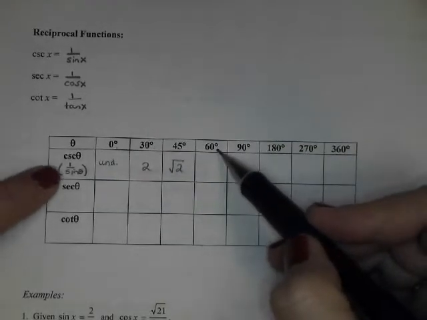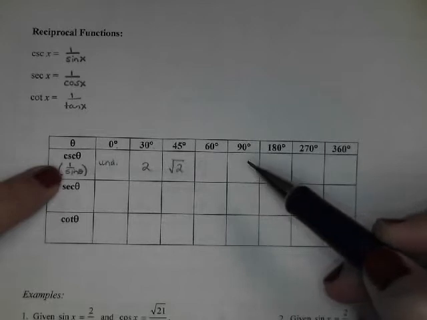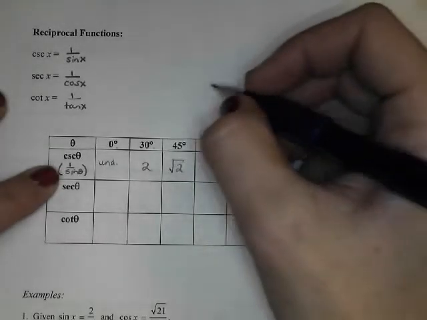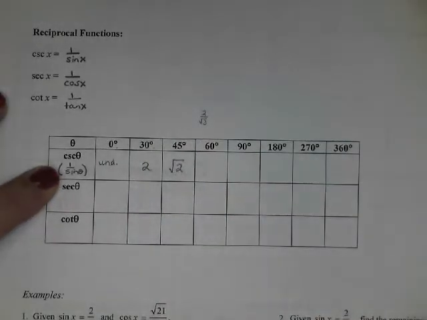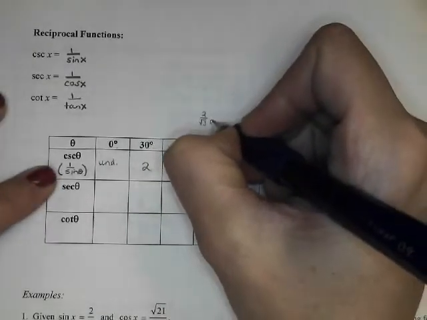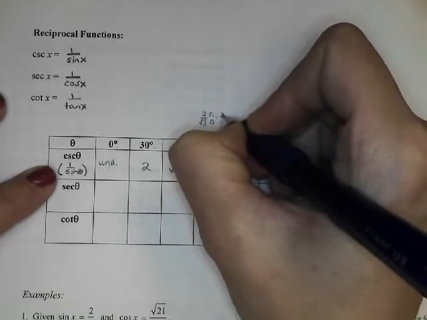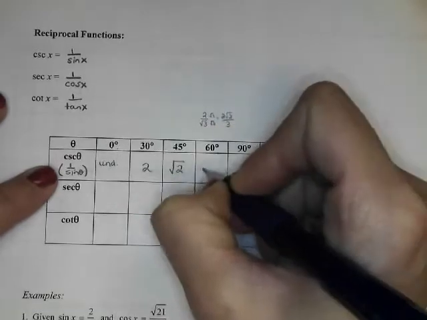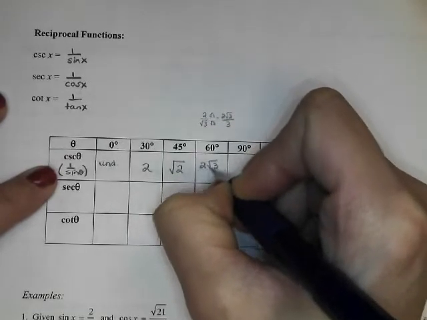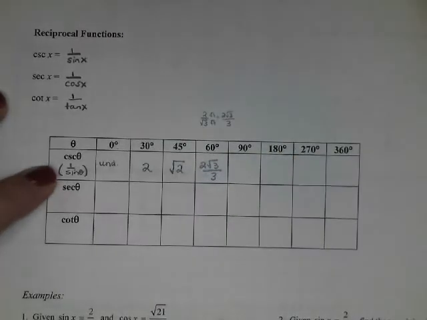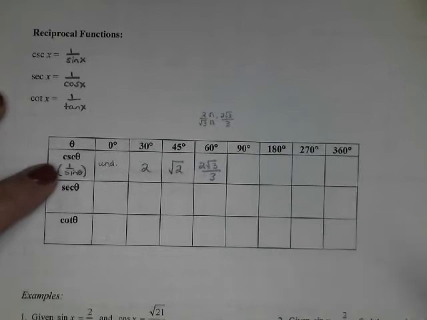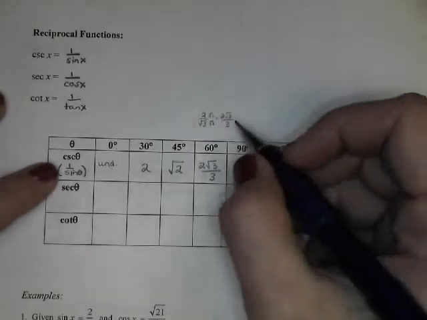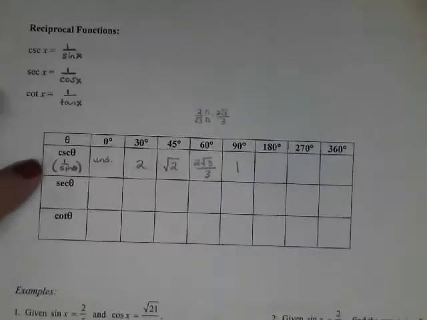For the cosecant of 60, I know the sine of 60 is root 3 over 2, so that would be 2 over root 3. That needs to be rationalized, so multiply by root 3 over root 3, and I get 2 root 3 over 3. For the cosecant of 90, the sine of 90 is 1, so the cosecant of that is 1.